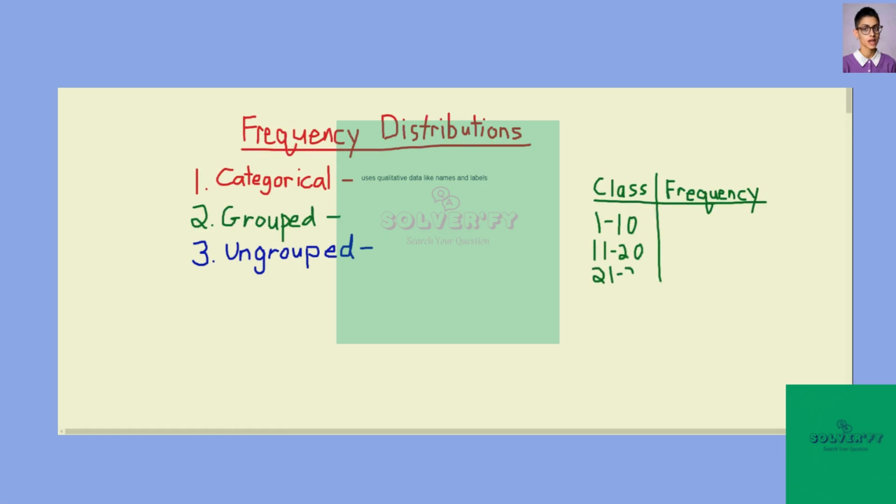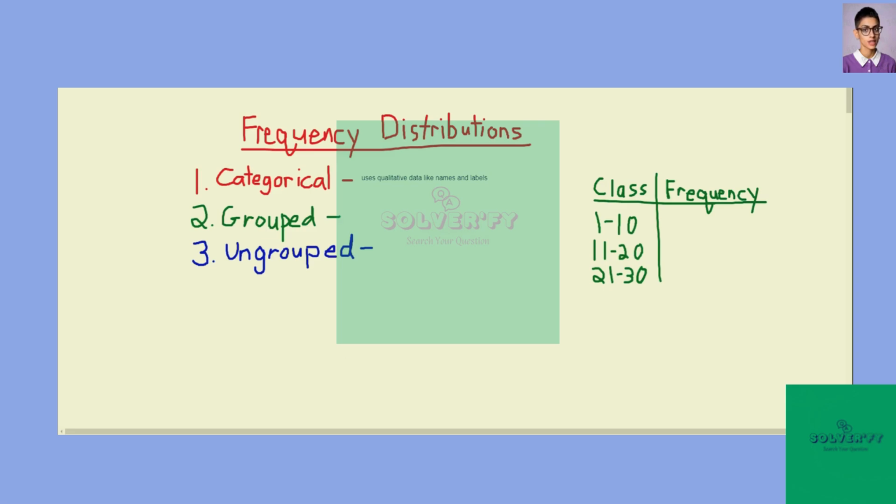So the reason you have to group this is because you can't list all 30 things out. It would take too long and the data wouldn't be as meaningful. So we group them into groups of 10, and that's the only difference between grouped and ungrouped.